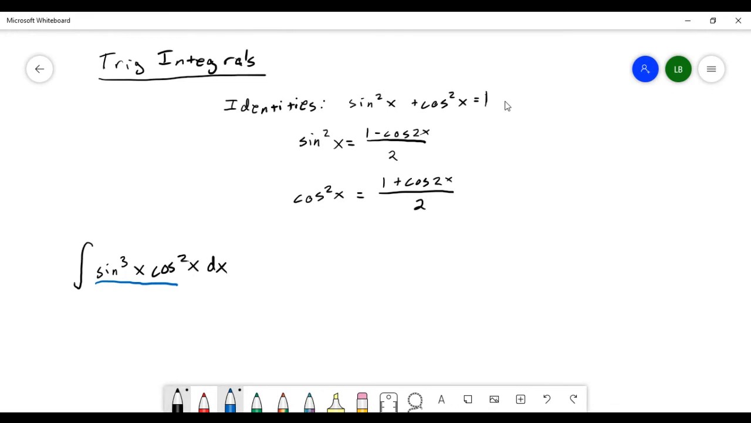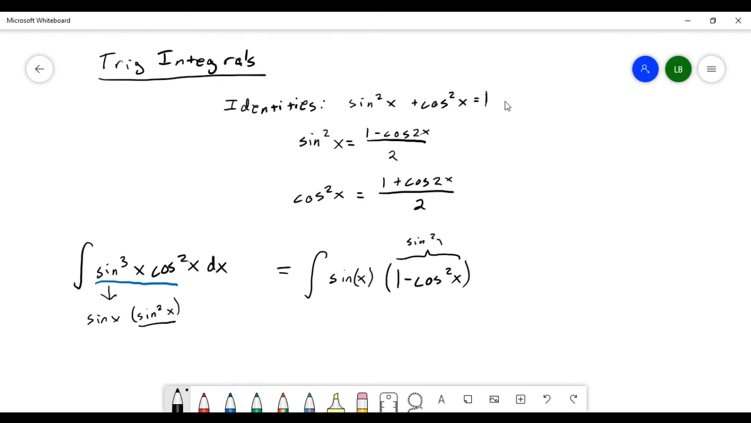As I was saying, this integral you need to rewrite in a new form so that we only have one sine or one cosine, so that we can use u substitution. In this case, the sine cubed is like the sine of x times sine squared x. So we can take out this sine squared x and replace it with 1 minus cosine squared x. So this integral is exactly equal to sine of x times (1 minus cosine squared of x), because this part is equivalent to sine squared x, and then we still have our cosine squared x dx.